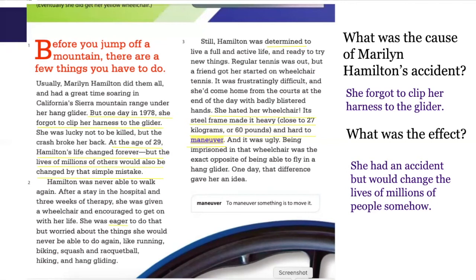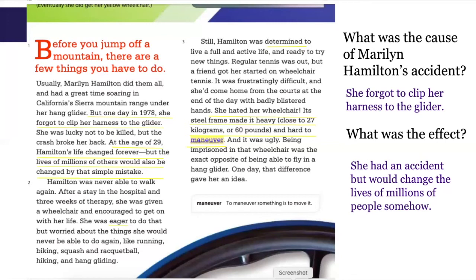Now, I want you to try with the word imprisoned. What does imprisoned mean based on this clue? Being imprisoned in that wheelchair was the exact opposite of being able to fly in a hang glider. Think about flying and then thinking about being in a wheelchair imprisoned.